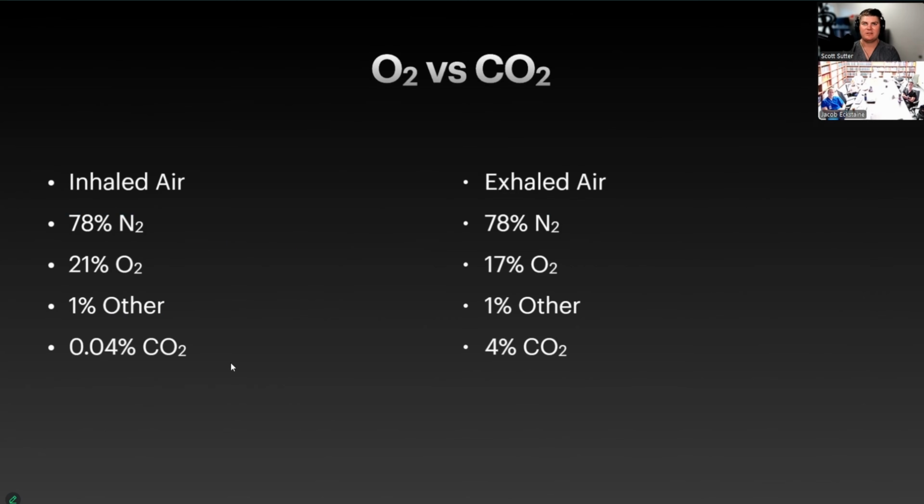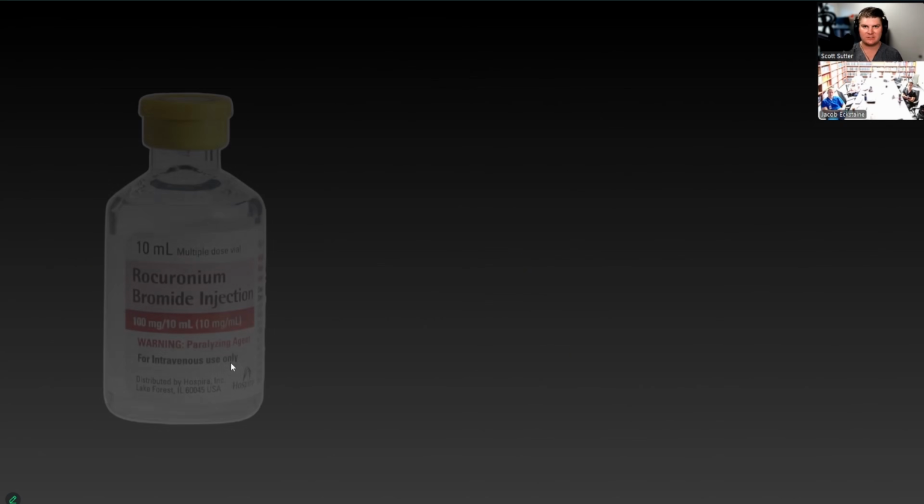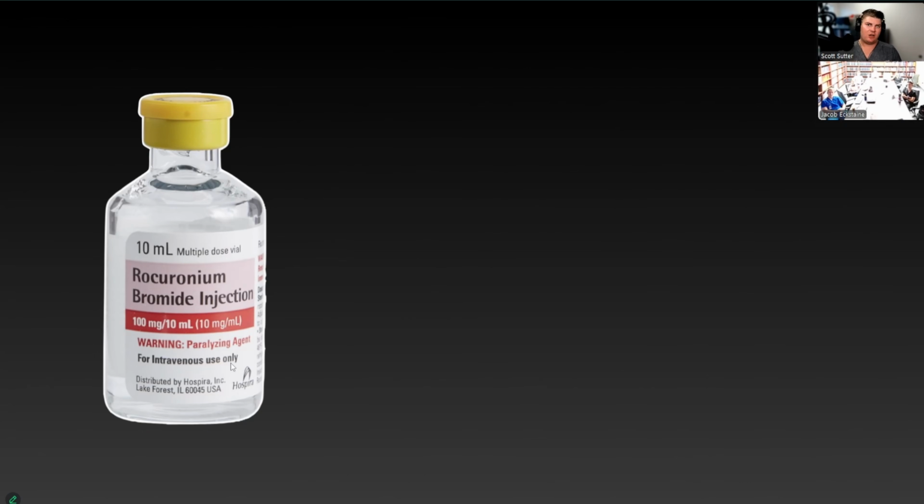So what happens when we can't breathe? Well, let's talk about what we actually breathe in. So these are the numbers for inhaled air and exhaled air. And when you look at it, what you see is an exchange for oxygen and carbon dioxide. We know this. This is very obvious, okay? Do you guys know how long it takes?